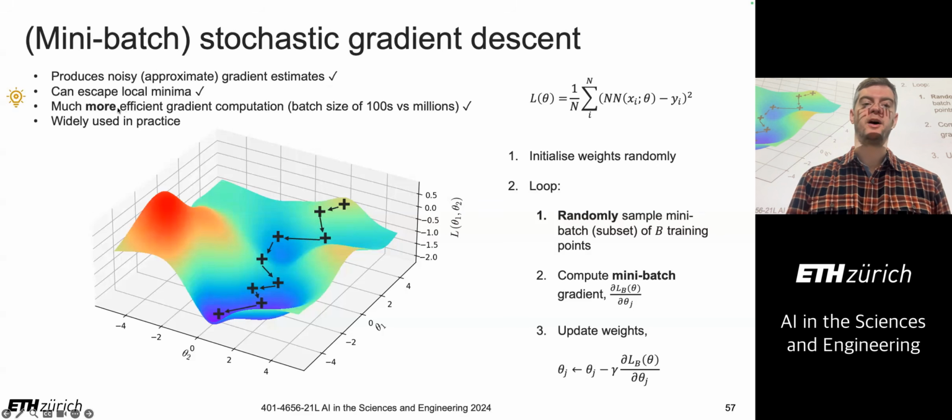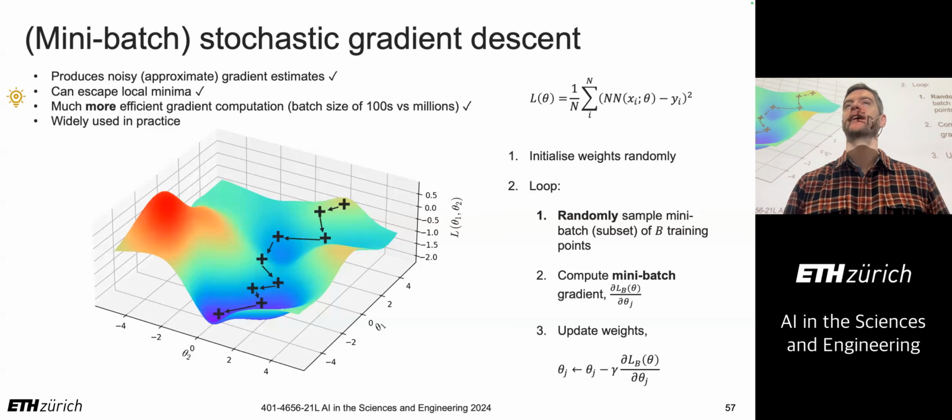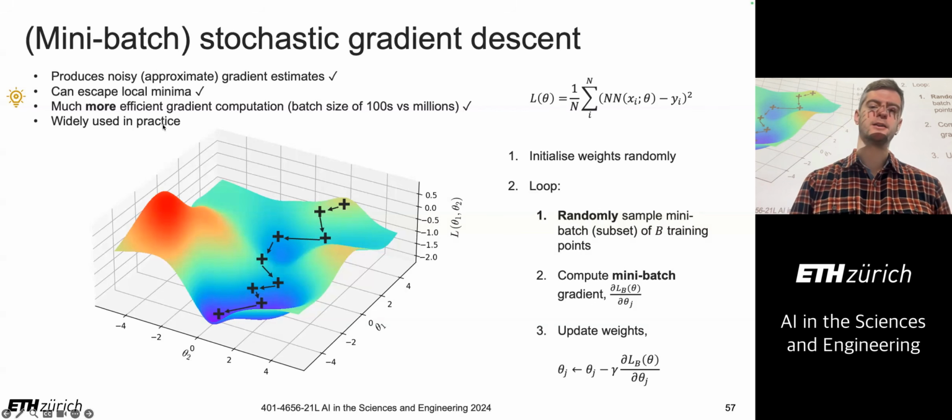The other sole reason by itself is that this is generally much more efficient than using full batch training. So if I'm training a neural network to classify images and I have ImageNet, I don't want to evaluate the gradient with respect to all of my training data. That could be millions of examples and just be way too computationally expensive. So we can get away with batch sizes of hundreds rather than millions when we're training on images, for example. And yes, it's widely used in practice.